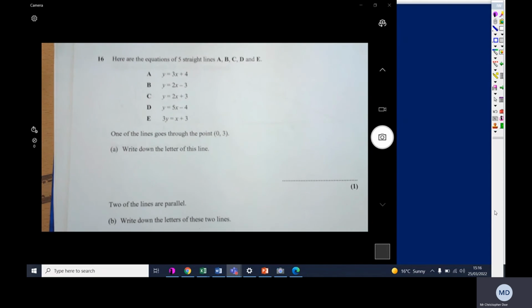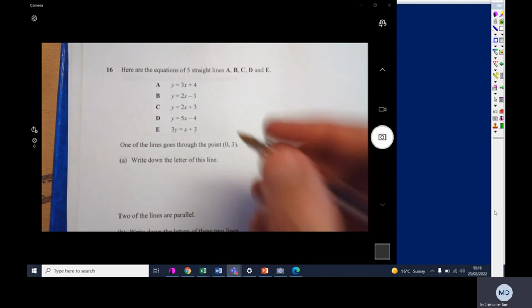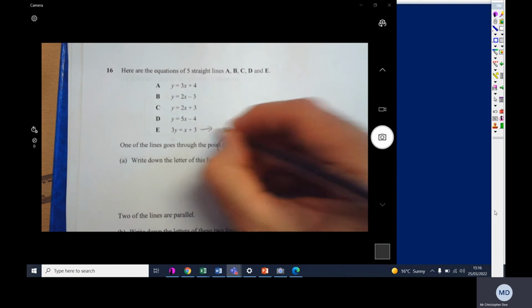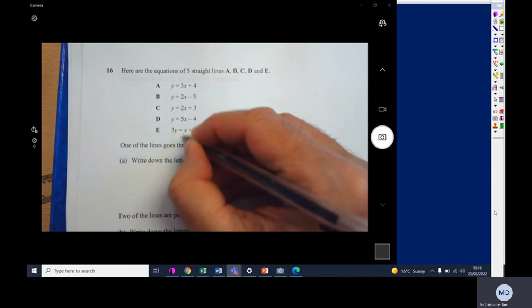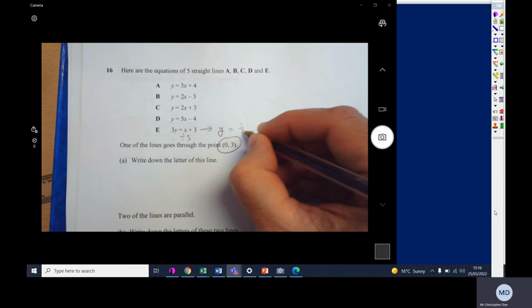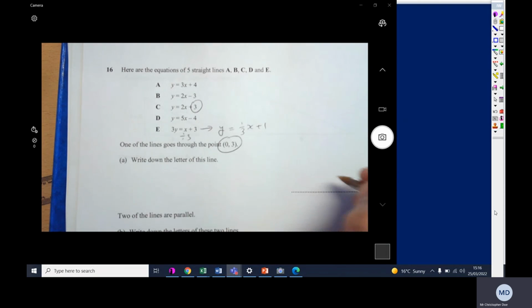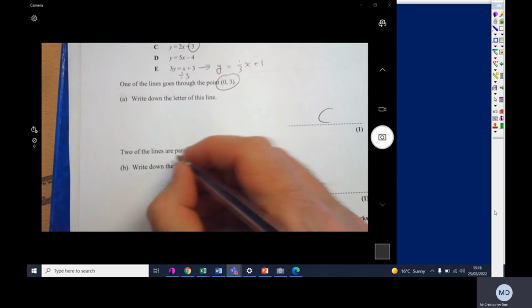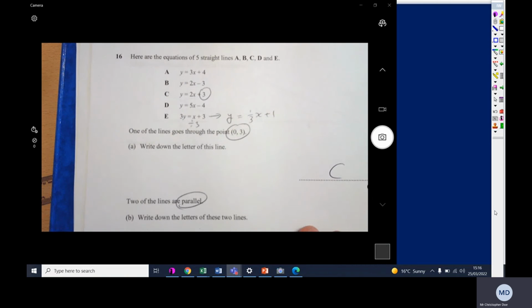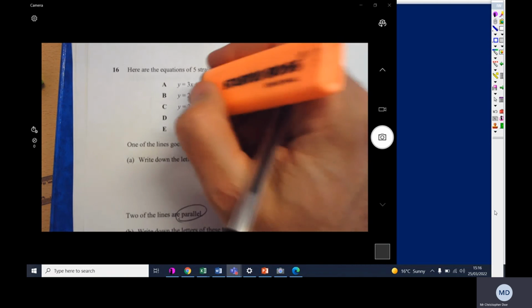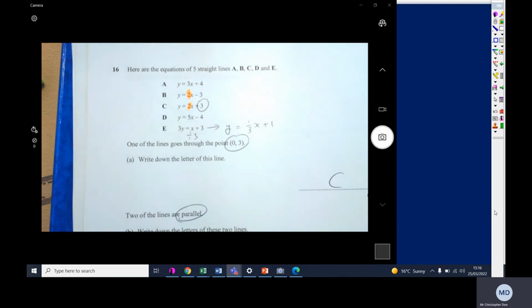Sorry about that. Okay, 16 we mentioned in class. 0.03, this one we would need to divide it by 3 and get y equals a third x plus 1. Going through 0.3 must be that one, so it's just C. Parallel lines have got the same gradient, so the only pair of parallels is a 2 and a 2, same gradient, so it's B and C.